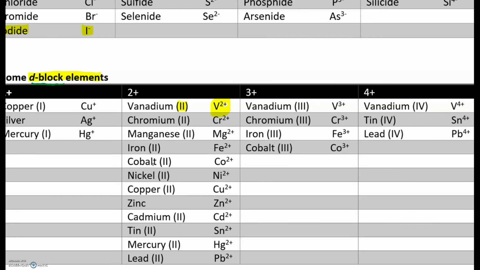This is by no means a comprehensive list, and be careful because there are a couple that only appear once. For example, zinc, even though it's in the D block, it only appears once, so it doesn't really have multiple charges. Let's try one of these.